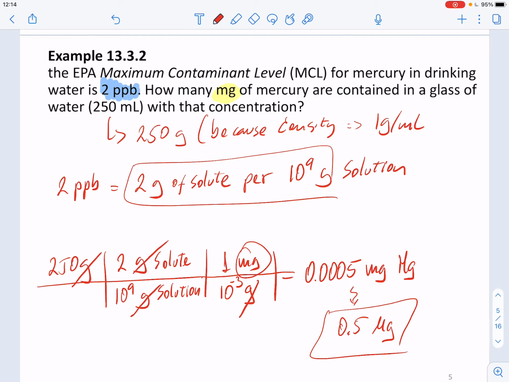It's a very, very small amount. So you're comparing 0.5 micrograms, which is 0.5 times 10 to the negative 6 grams, versus 250 grams of solvent, well, of solution. So it makes no difference. Adding 0.5 or subtracting 0.5 micrograms from 250 makes no difference. So the contribution of the solute to the mass of the solution is negligible. So you just don't consider it when you're using ppb, ppm, and ppt.